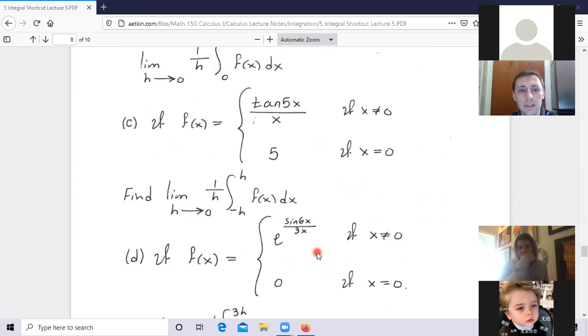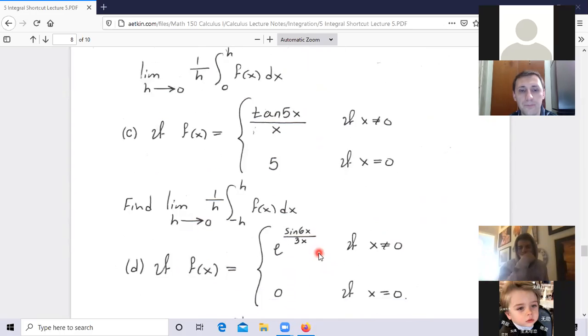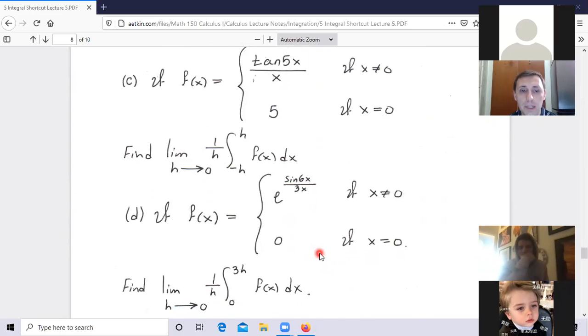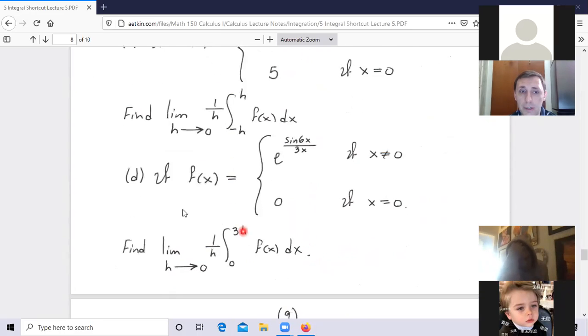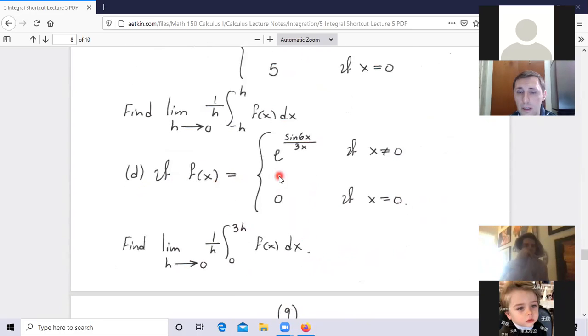Now, here is another example, guys. So now do the same thing. And be careful here for number D. Number D, what is the average there? What's the limit as h goes to 0 of 1 over h, integral from 0 to 3h, f of x dx? Not the average, but what is this thing? Calculate the limit, please.